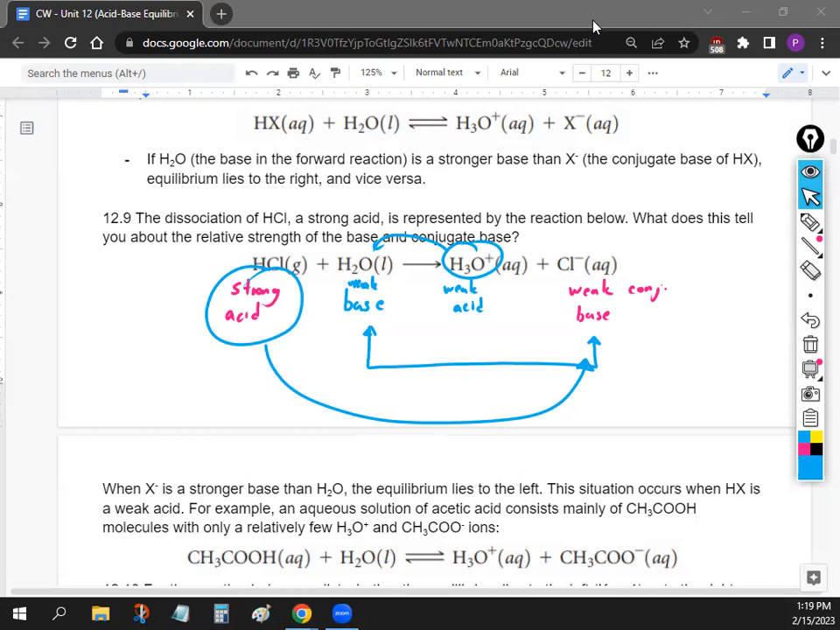So the conjugate base on the product side is always weaker than the one on the reactant side? No, because if it's a super weak acid, then the conjugate base is going to be stronger. It's basically going to be the opposite. Okay, but then the reaction will go to the right. Yeah, it's going to lie towards the side that's weak. So the reaction lies to where the weak one is. Here it lies to the right.